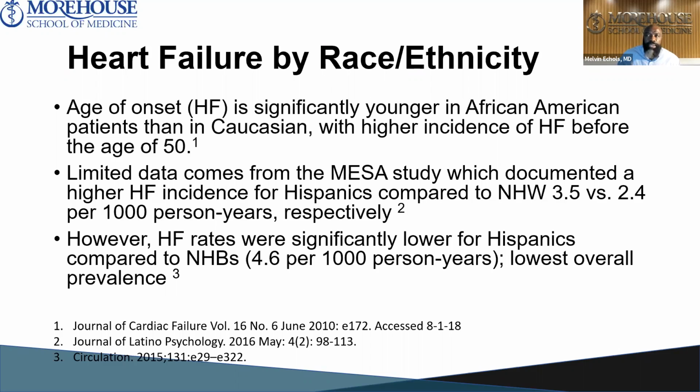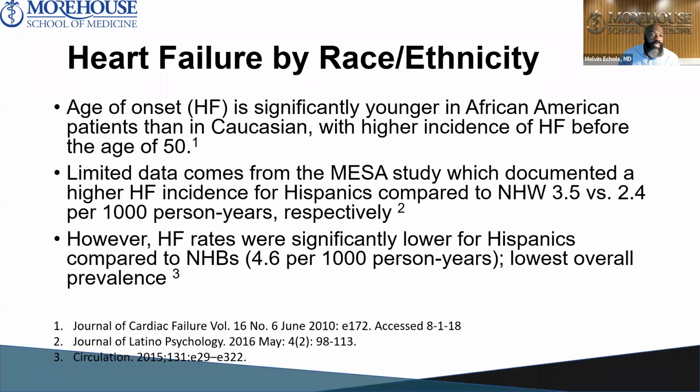So heart failure in general, by race and ethnicity, significantly affects younger African-American patients, with a higher incidence of heart failure before the age of 50. And this is really interesting because I remember being at a conference when I was a fellow, listening to someone describe the usual ischemic heart failure patient: older, white, male, as if that was the only heart failure that we saw.